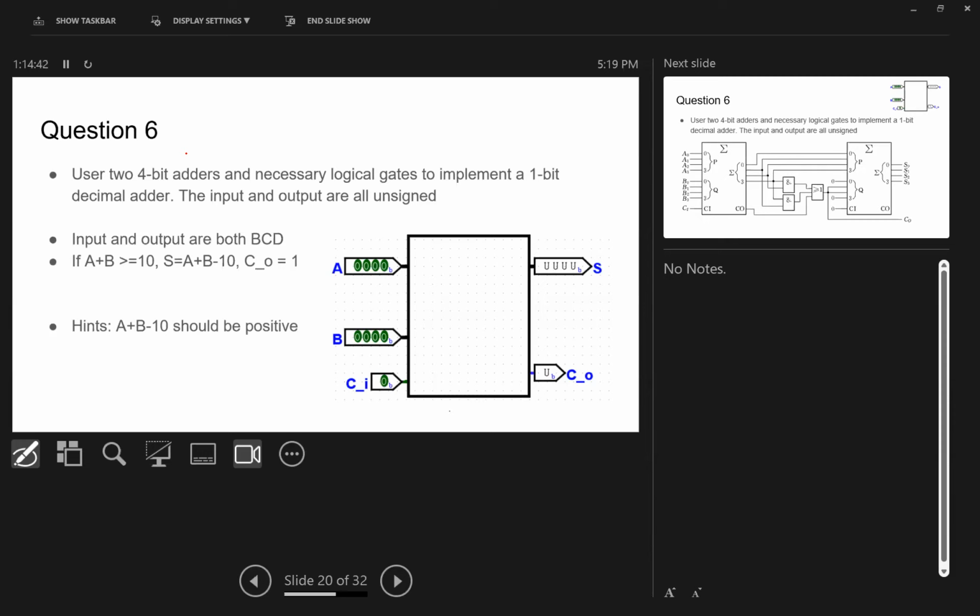Okay, that's it. I think maybe we don't have enough time to go through the additional material. So actually question 7 is just a question we discussed in the review section yesterday. It just asks you to implement a converter from 3-bit gray code to 3-bit binary code. So actually you just need to know that.